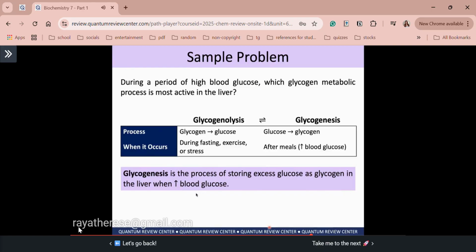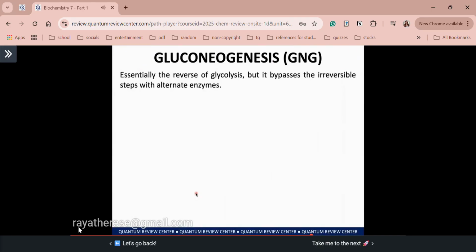All right, so now we proceed with our gluconeogenesis pathway. Class, our discussion here will be much shorter because again, certain reactions are almost similar to our glycolytic pathway. Essentially, this is the reverse of glycolysis. But remember, there are reactions that bypass the irreversible steps with alternate enzymes. So class, it is important that there are different sets of enzymes here, again for the same reason, to avoid a futile or inefficient reaction.